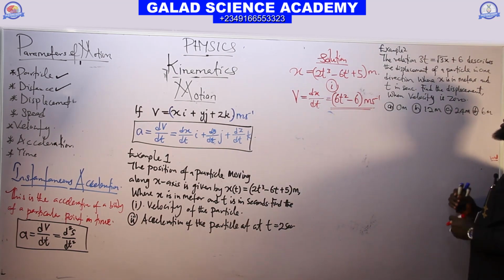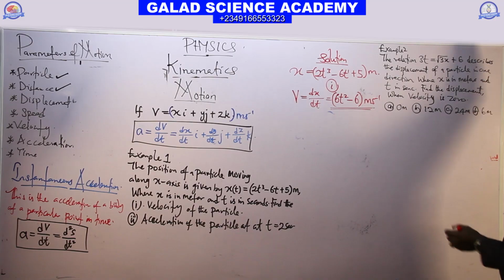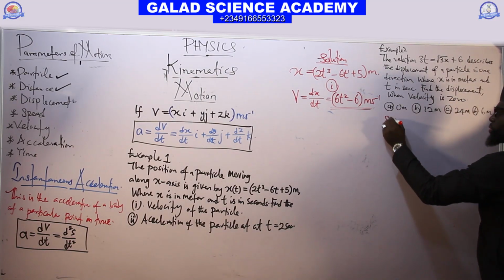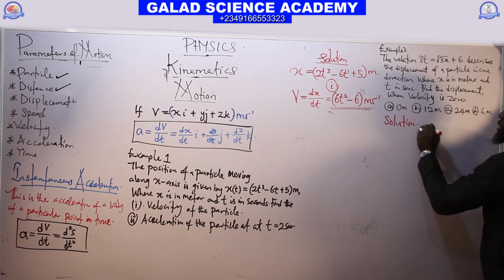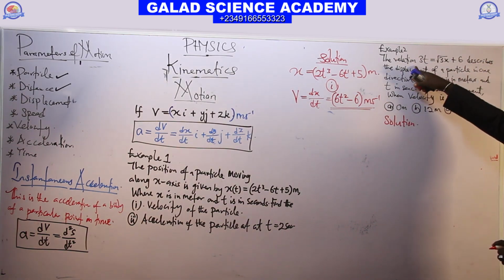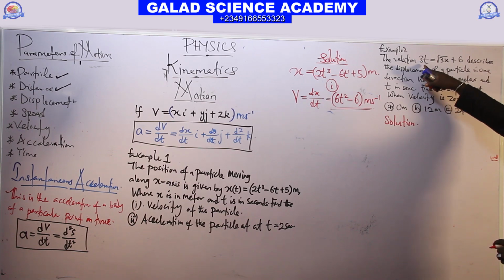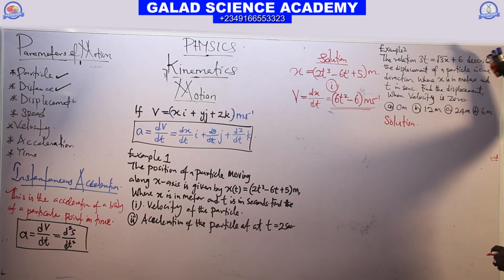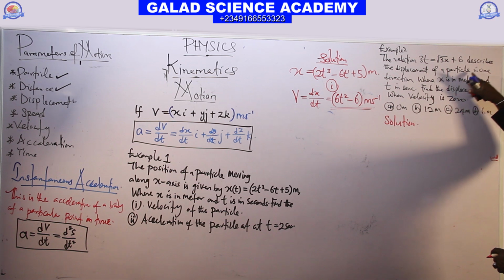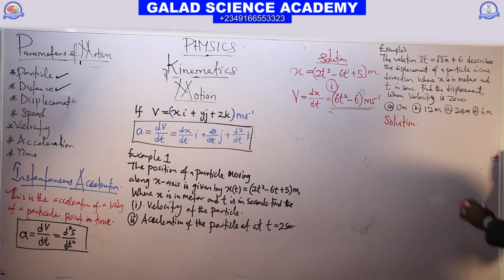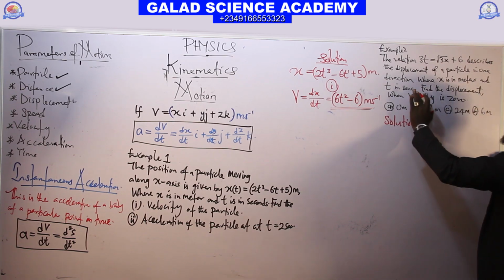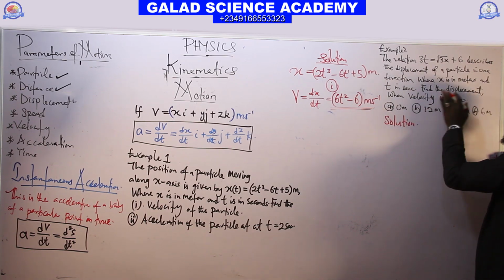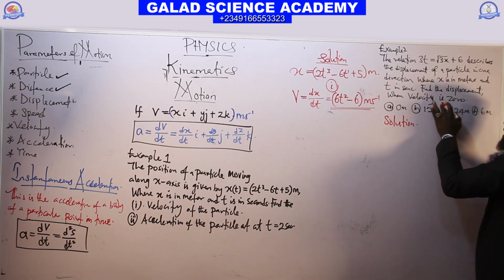Solution. Let's look at the solution to example 2. We are given the relation 3t equal to the square root of 3x plus 6, which describes the displacement of the particle in one direction, where s is in meters and t in seconds. Find the displacement when velocity is 0.